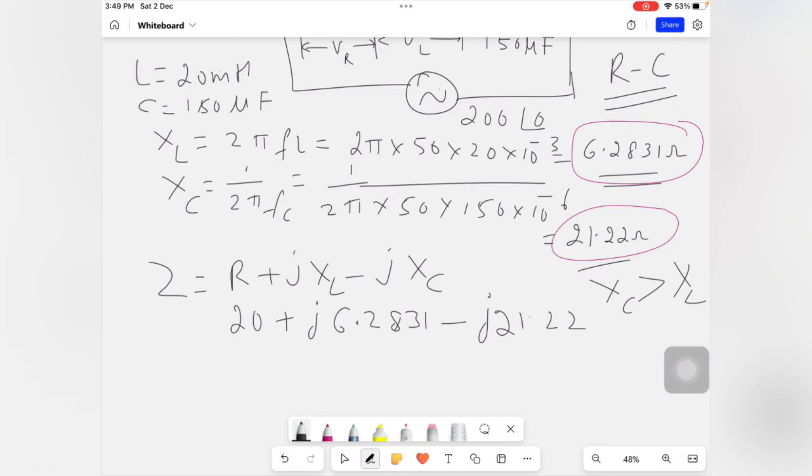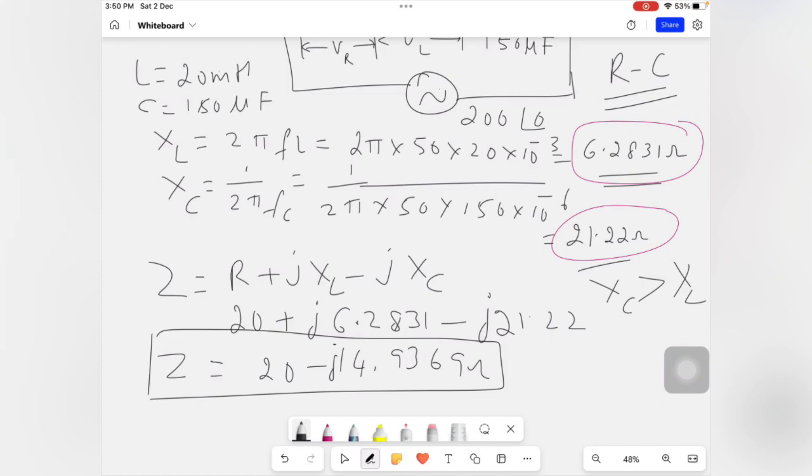Now you can do direct addition and subtraction. So Z is equal to 20 minus, so 21 minus 6 is 15, so 14.9369 ohm. This is the impedance value. Convert this from rectangular to polar form.